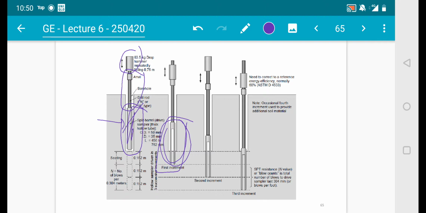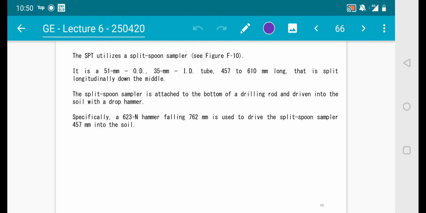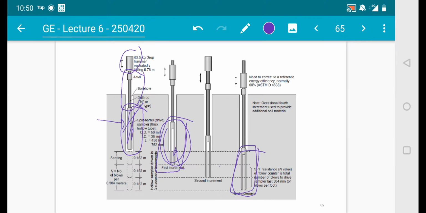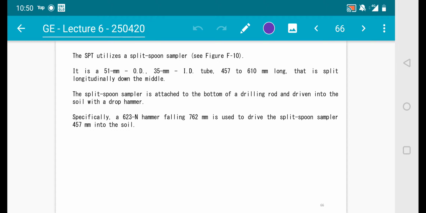When the load is hammered, this will penetrate into the soil, and the sample will be taken inside this barrel. This is the first increment, then the second increment, and it fills up this barrel. So it's very easy on the schematic diagram side. The SPT utilizes a split spoon sampler. This is a split spoon sampler. It has a 51 millimeter outer diameter, OD being outer diameter, and a 35 mm inner diameter tube. These are the specifications for the sampler.